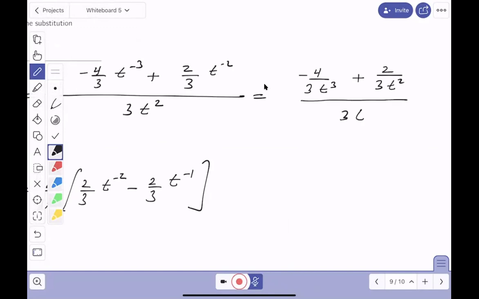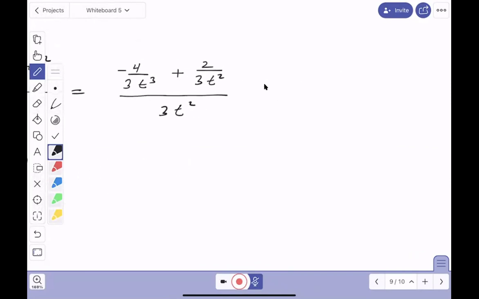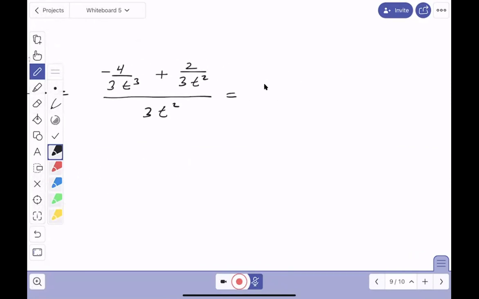Divided by 3t squared. I make mistakes sometimes. We'll look at the key later. Minus 4 over 9 t to the 5 plus 2 over 3 t to the 4. I know, I'm sorry, I made a mistake there. I'm gonna get my eraser out.